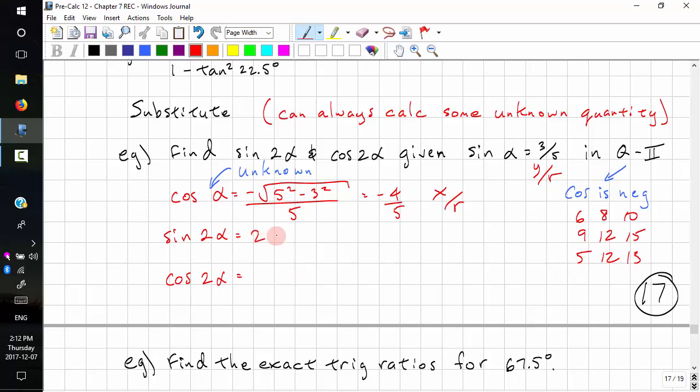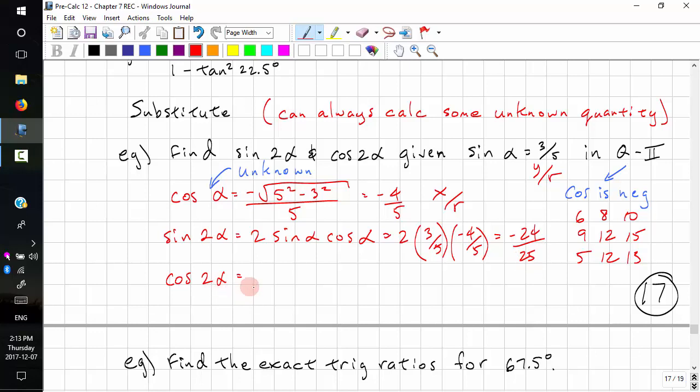Sine 2 alpha is 2 sine alpha cos alpha. We figured both of these out. We just need to substitute them in. So 2, 3 over 5, and negative 4 over 5. Now, a common mistake that students make is they figure out these ratios and then they take sine 3 over 5 again, and they do cos negative 4 over 5. Please don't do that. These are already the ratios. Don't plug them in as angles. Multiply the numerators, multiply the denominators, we get negative 24 over 25.